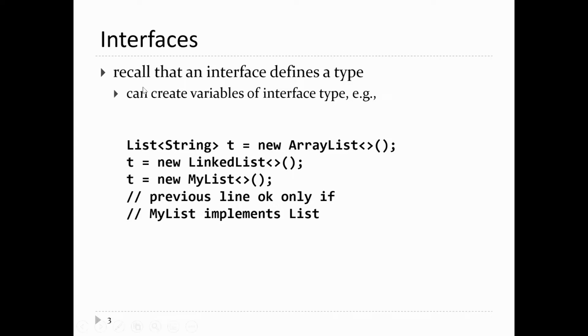Also remember that in Java, an interface is a type. So List is an interface. It's not a class. But I can store an ArrayList reference in a variable whose type is List. So you can actually use the name of the interface as a type. What can I store in T? I can store any reference to an object that implements the List interface. So I can store a LinkedList in the reference T. And I can store my list in a reference T, as long as my list implements the List interface.